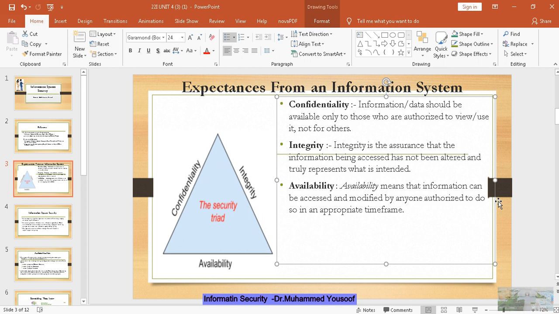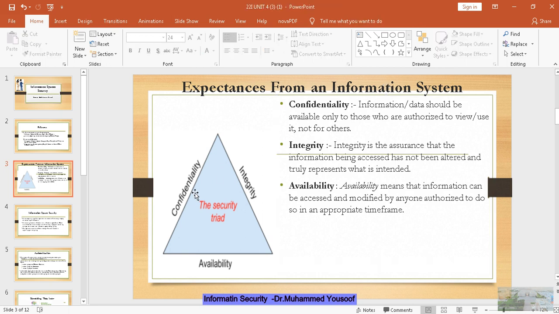In an information system, it is called the security triad. You can see here that this is called the security triad. In the security triad, there are three factors which the end user, or the people who are using the information system, will look into. Number one is called confidentiality. Number two is called integrity, and number three is called availability.